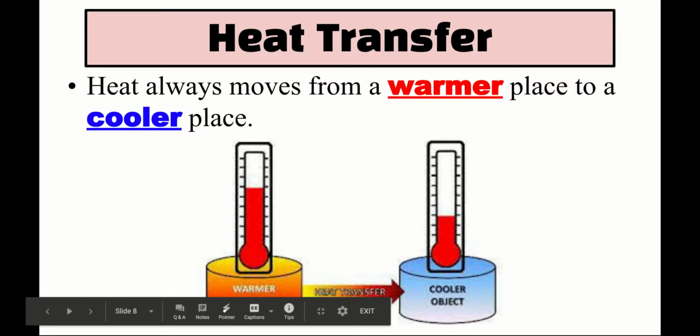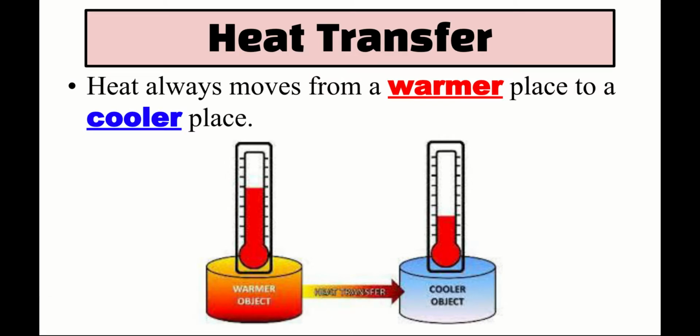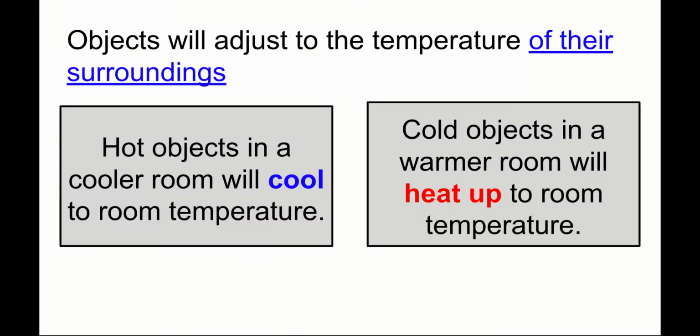When we're looking at heat transfer, that's going to involve the movement of heat, right? And heat is always going to move from a warmer place to a cooler place. When an object is undergoing any sort of heat transfer, the object is ultimately going to adjust to the temperature of its surroundings. So if you have a hot object in a cool room, that hotter object is going to cool to room temperature. Think of a hot pan you just took off a stove. If you leave it sitting on the cool stove top, eventually it will cool to room temperature and you're going to be able to touch it to clean it.